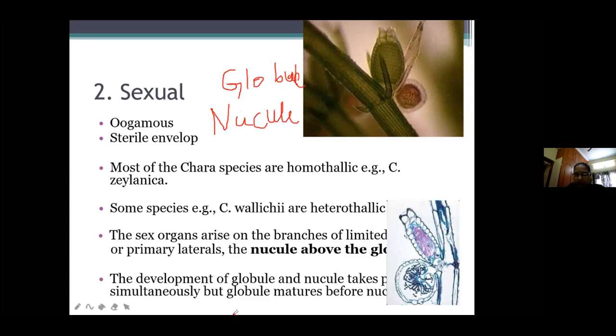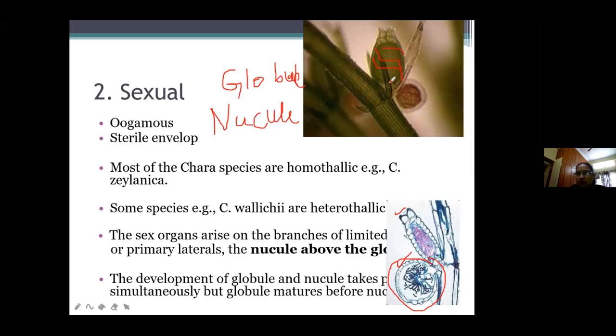Okay. The globule structure is spherical and reddish. See here, girls, this is the globule structure. In this diagram, this part is the globule, spherical in shape and reddish in color. While the nucleus is there, this nucleus is oval and enveloped by green spiral threads. See here, the spiral threads are there. Green spiral threads are present.